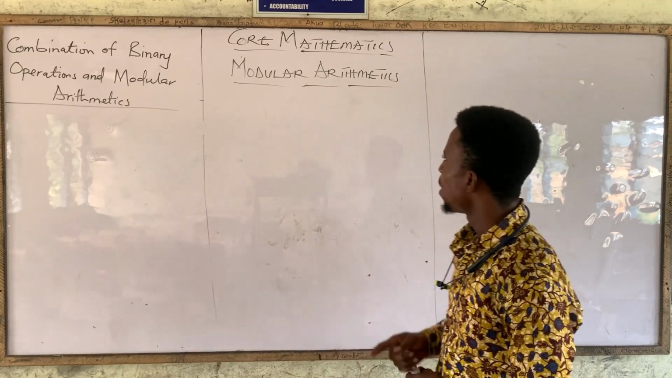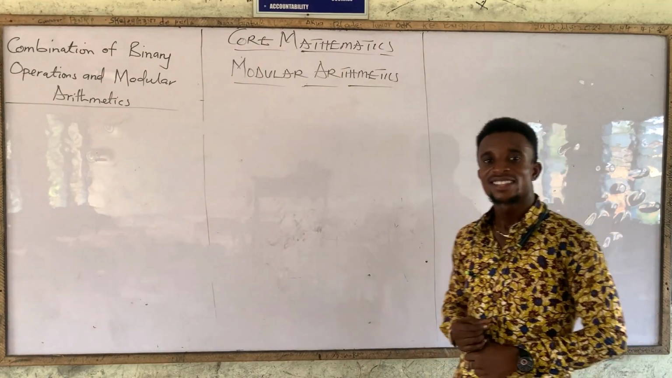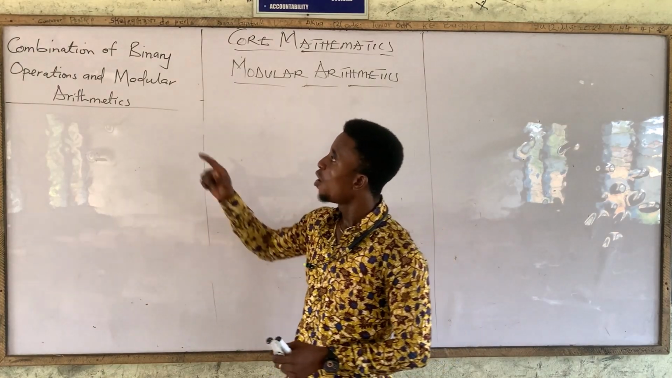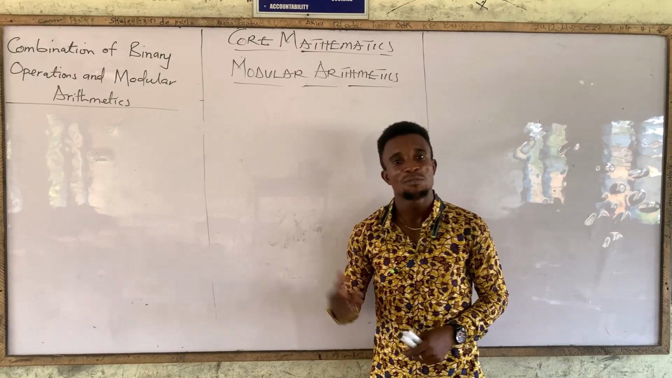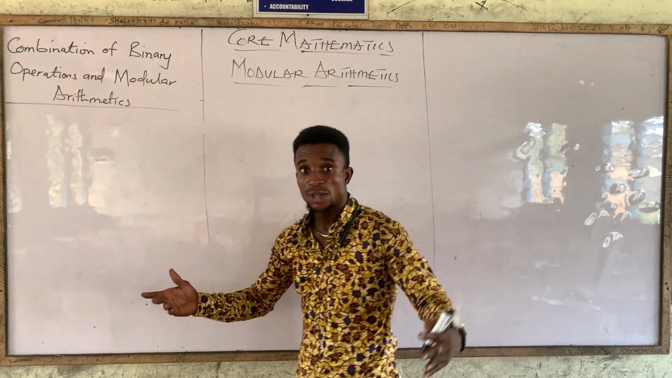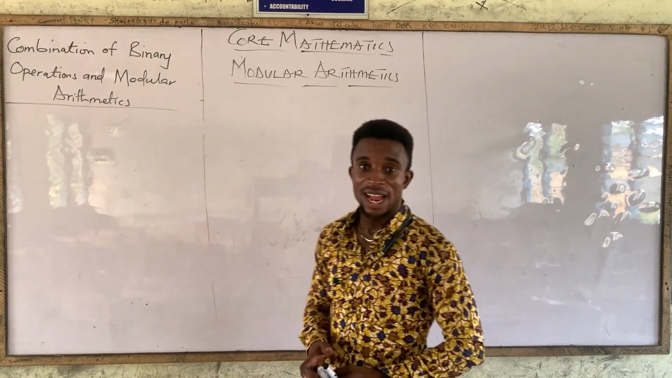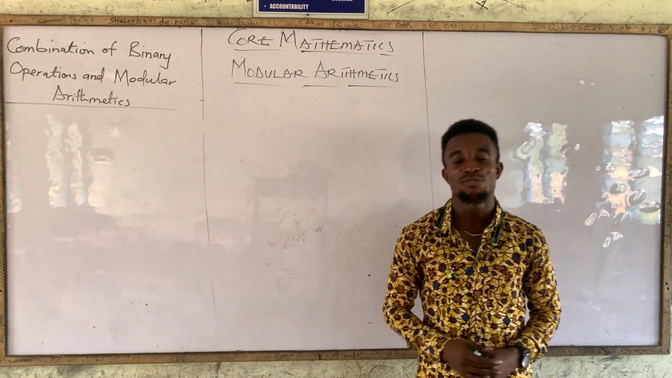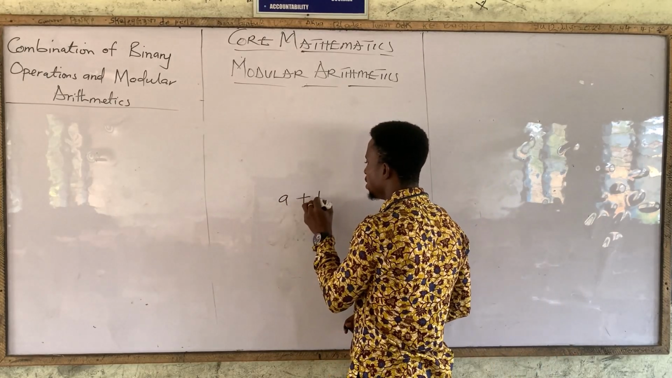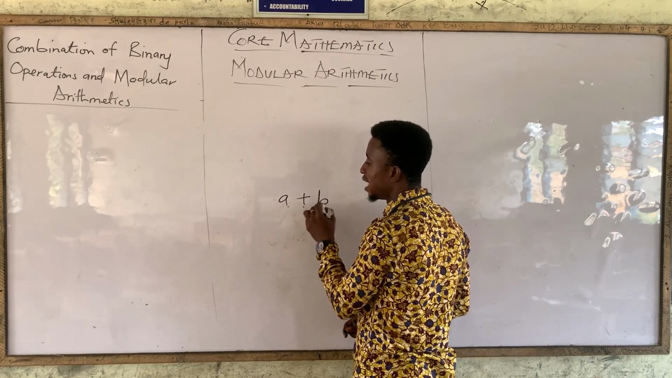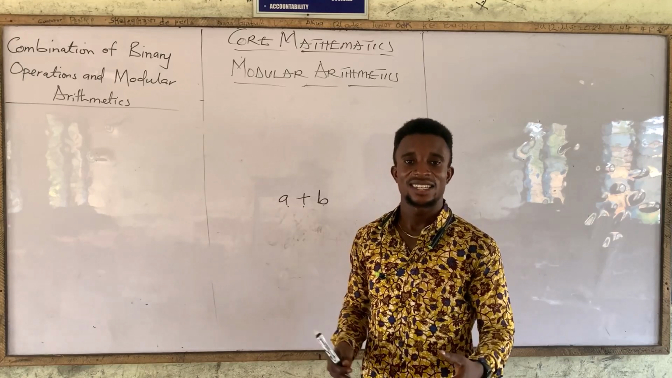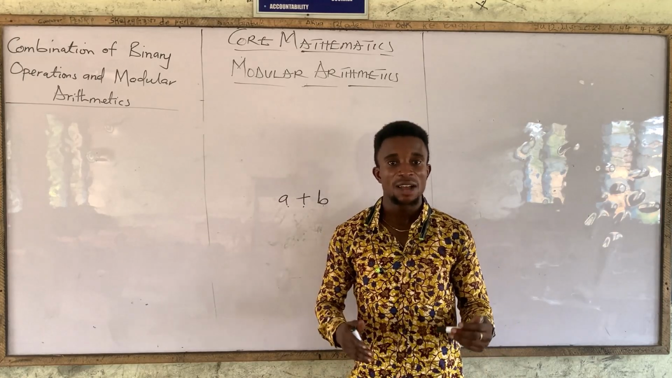Okay, so welcome to today's lesson, and in today's lesson we are going to be looking at a combination of binary operations and modular arithmetic. Are we getting that? So I think we are familiar with binary operations, right? We have so many operations in mathematics. We can give you A plus B, and this is combining A and B. We have multiplication, division, subtraction. They are all binary operators.